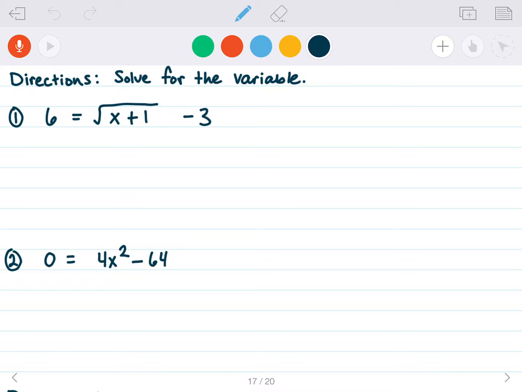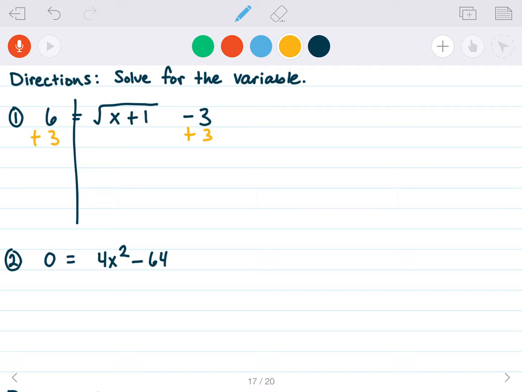Okay, let's do some more examples. Solve for the variable. We have 6 equals the square root of x plus 1, minus 3. So we have some operations here. We have square rooting, we have adding 1, we have subtracting 3 on the right side. So the operation that I want to get rid of first is the subtraction by 3, because it's the furthest one from the variable. So to do that, I can add 3 to both sides.